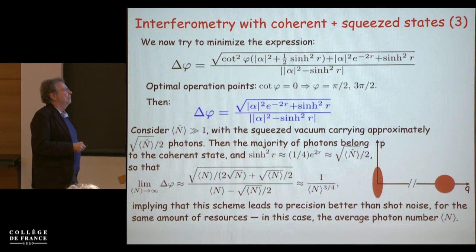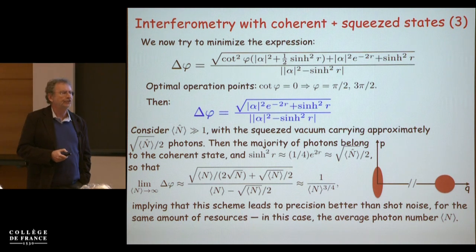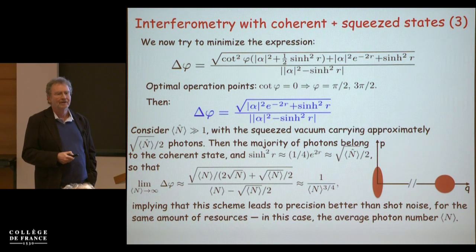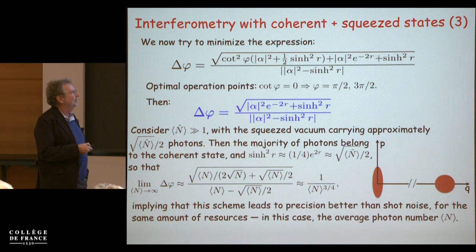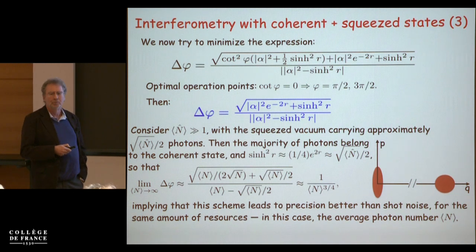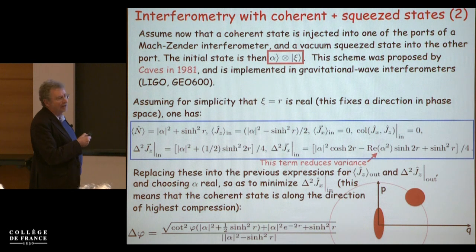Now, this is better than the shot noise. We might still wonder if it's possible to do better, and we are going to show that it is indeed, by using a different incoming state. But on the other hand, the state that I'm going to show you next is much harder to produce. So this is the preferred state actually for the LIGO interferometer. And this was a very nice contribution, as I mentioned in the previous slide, by Caves in 1981. Okay?